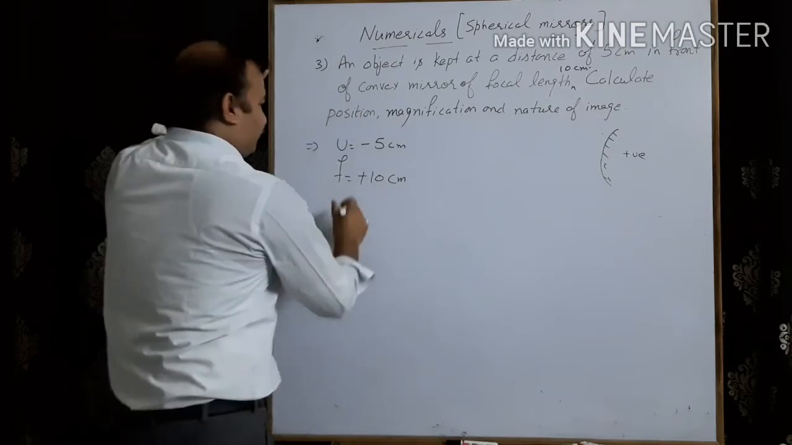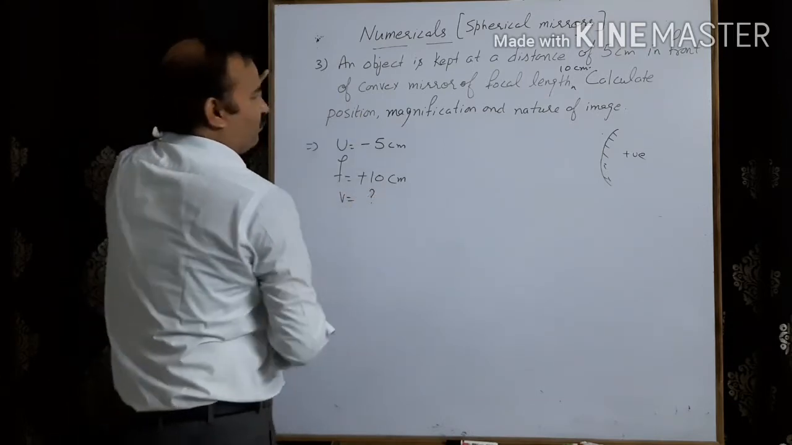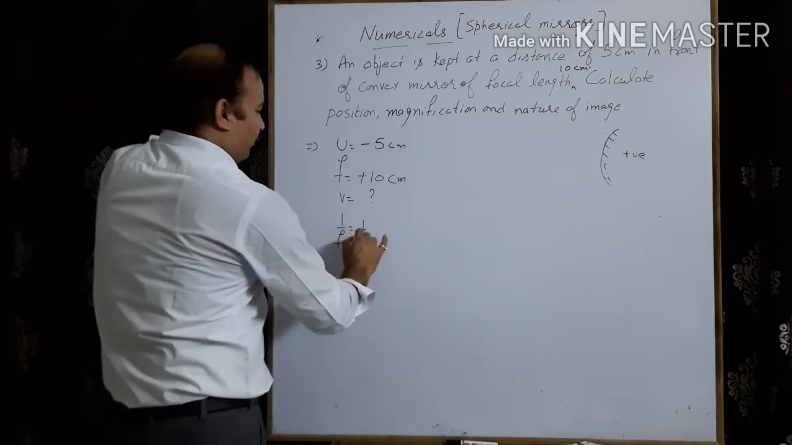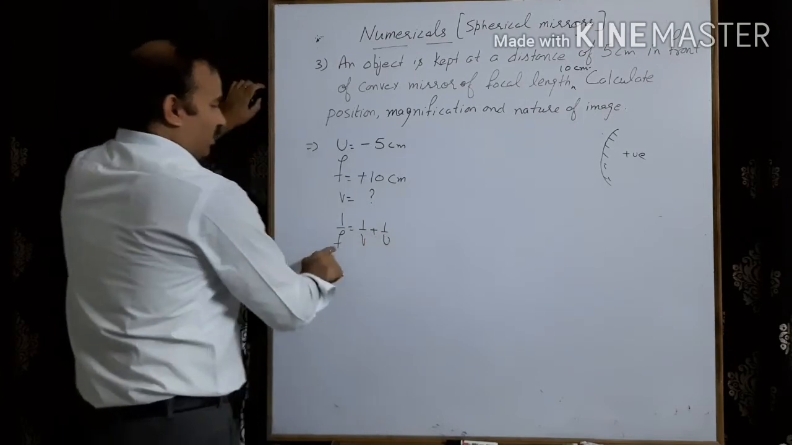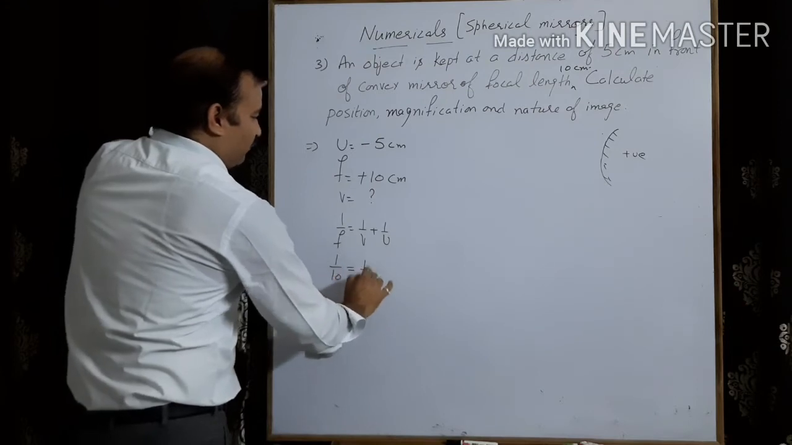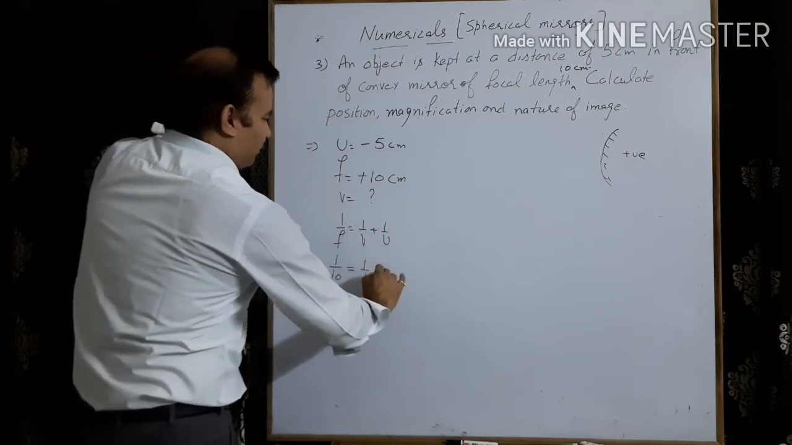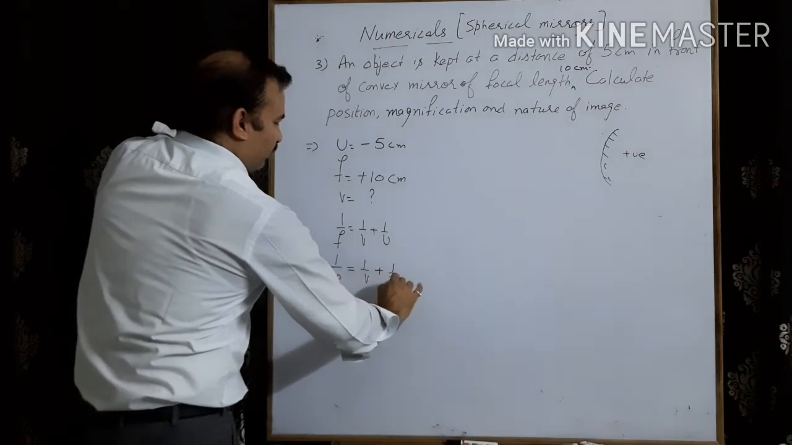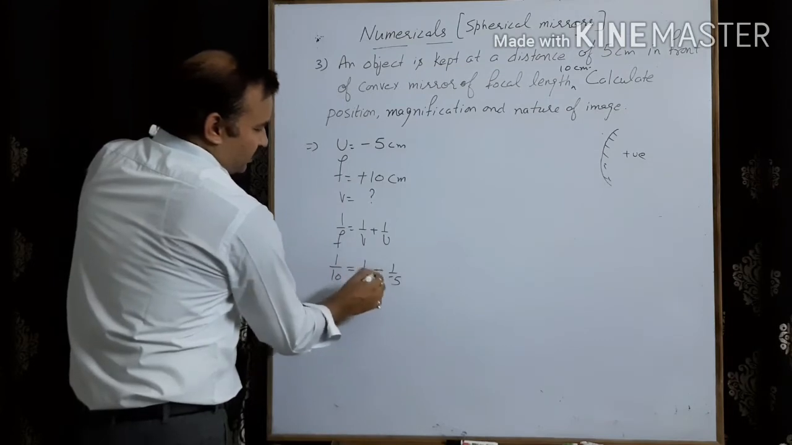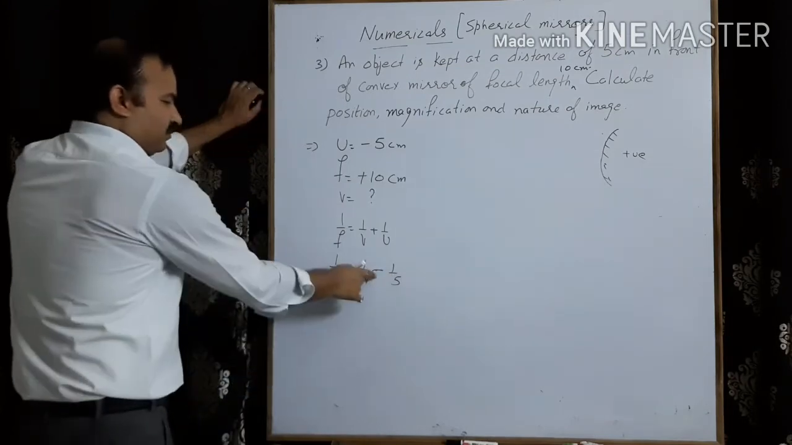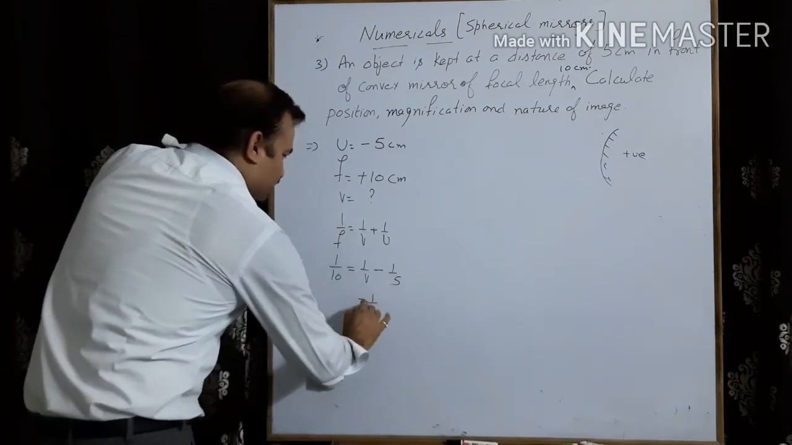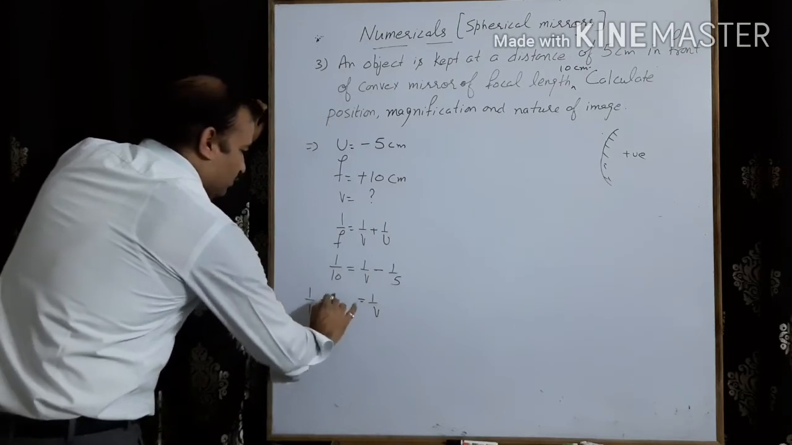Now first of all, let us find the position. That is, we have to find the v. Apply the mirror formula. 1 upon f is equal to 1 upon v plus 1 upon u. F is positive, so it's 1 by 10 is equal to 1 by v plus 1 by minus 5. This minus will go up and this plus will change into minus, and remove this minus sign. So we have to find the value of v. So it's 1 by v is equal to 1 by 10 plus 1 by 5.